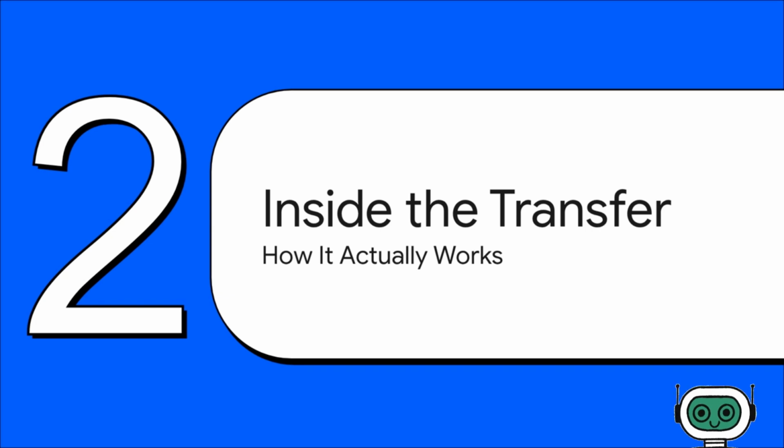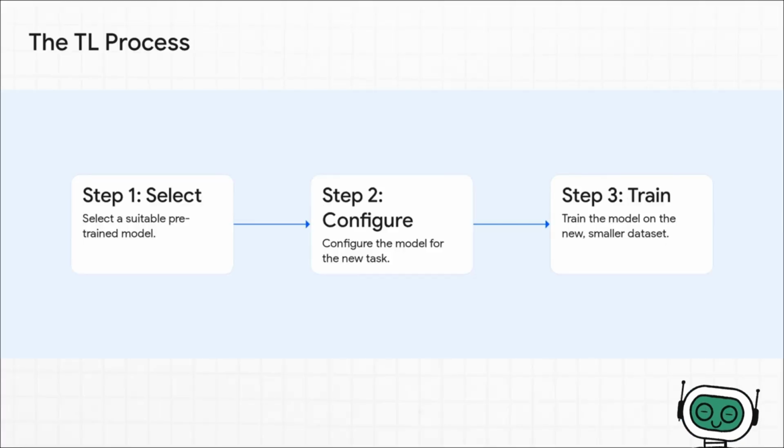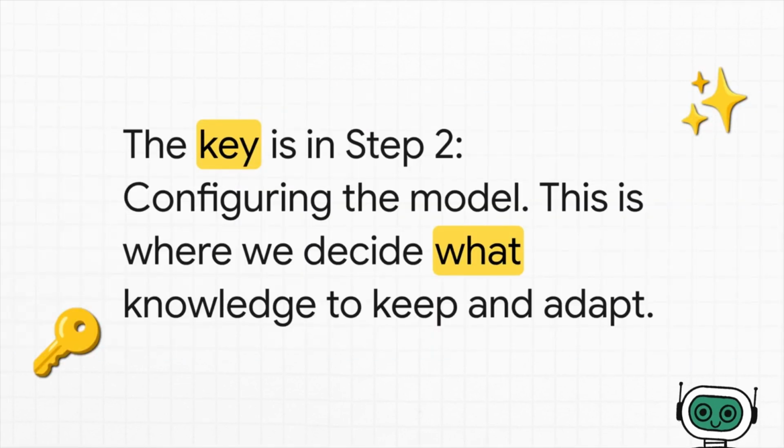Let's take a look under the hood. The whole process really boils down to three main steps. First, you pick a good pre-trained model, one that was trained on a big general dataset that's related to your problem. Then you configure that model for your new specific task. And finally, you train it a bit more, but this time only on your own much smaller dataset.